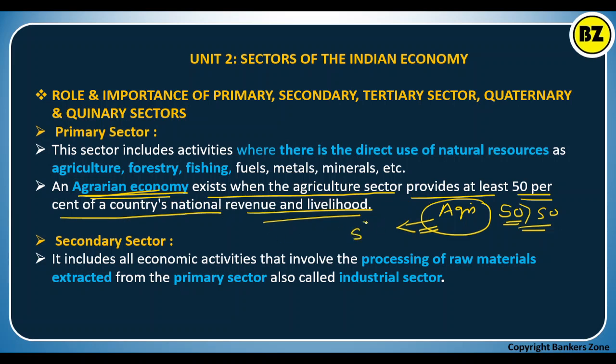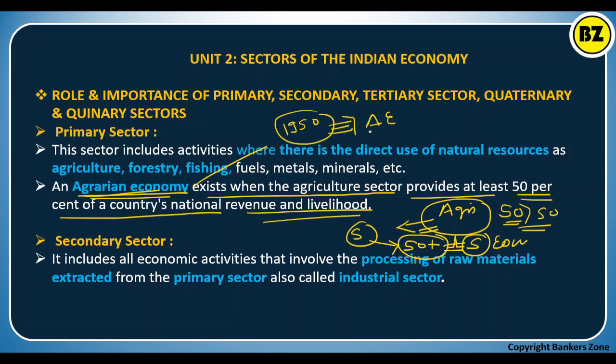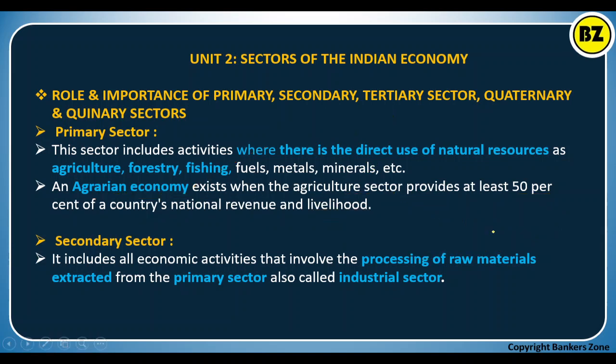If the contribution of the service sector in the Indian economy is more than 50%, then our economy is a service economy. Indian economy is a service economy. But in 1950, when we had just got independence, our economy was an agrarian economy. So remember, now our economy is a service economy. Understood? If the agriculture sector dominates, it is an agrarian economy. Now we have learned what the primary sector is: simply when there is a direct use of natural resources.